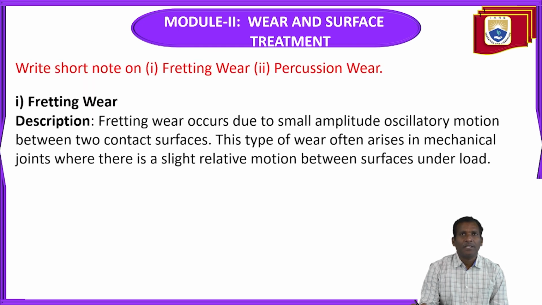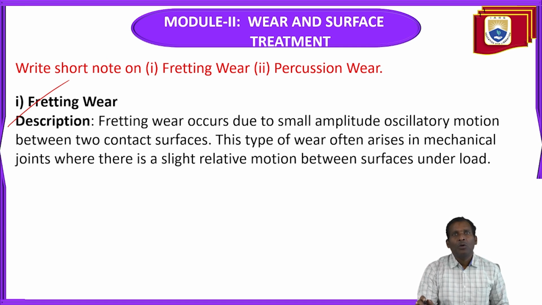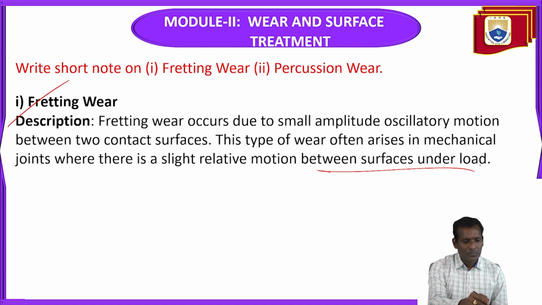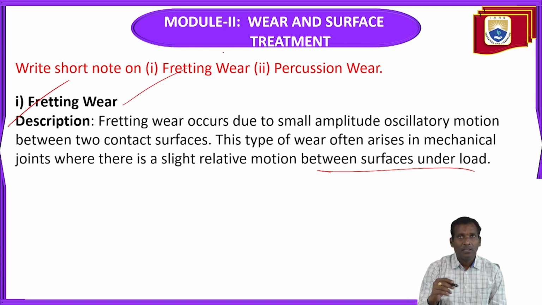Next question is write short notes on fretting wear and percussion wear. In the case of fretting wear, it occurs due to small amplitude oscillatory motion between two contact surfaces. This type of wear often arises in mechanical joints where there is a slight relative motion between surfaces under load. So already we have studied this in the theory part.